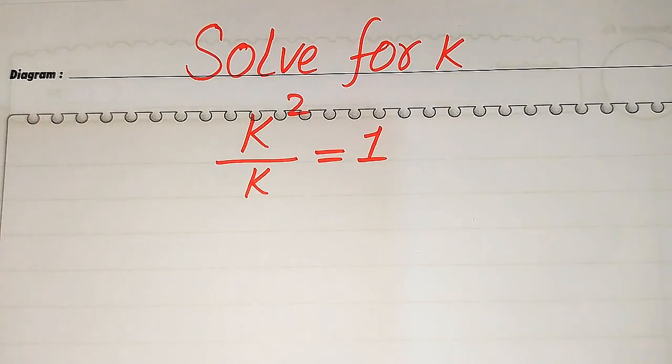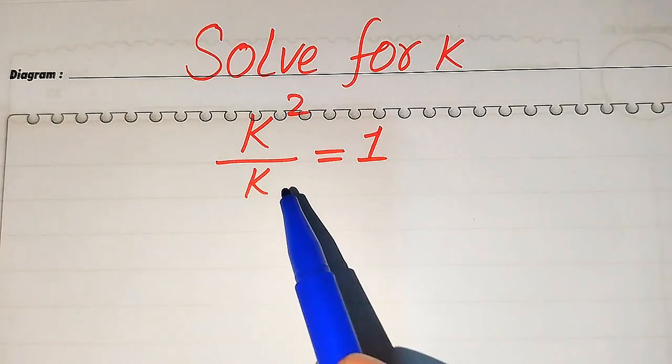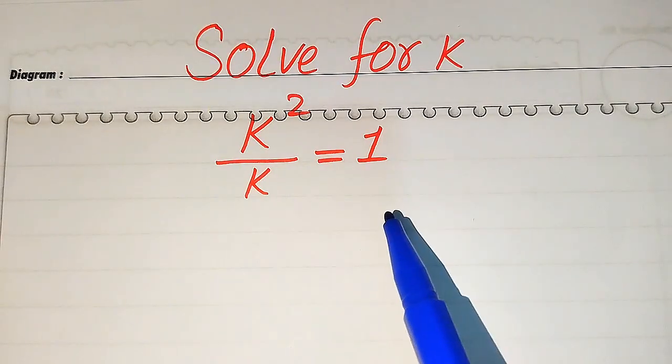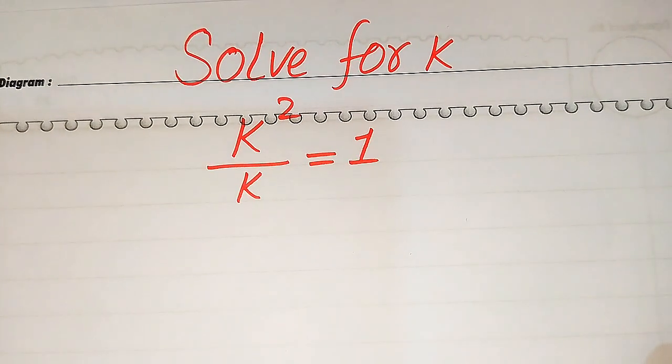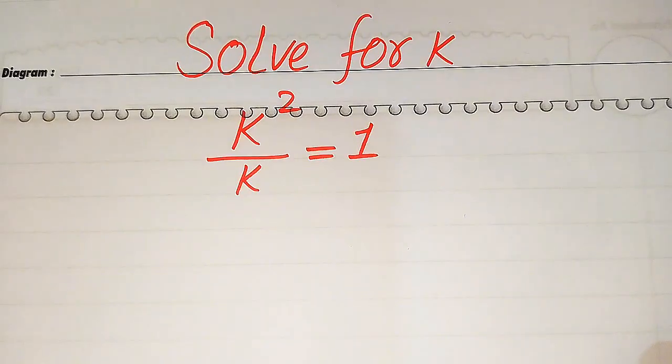Hello everyone, how to solve this problem for the values of k if we have k square divided by k is equal to 1, and we solve this problem for all the values of k. So here first we find all the roots of this equation, and at the last we will verify which of the roots are solutions of this equation and which of the roots are extraneous roots.